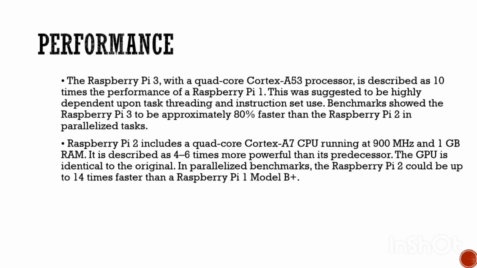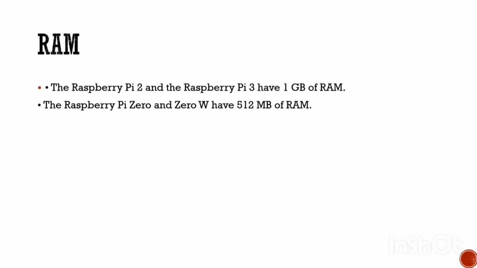Raspberry Pi 2 includes a quad-core Cortex-A7 CPU running at 900 MHz and 1 GB RAM. It is described as 4 to 6 times more powerful than its predecessor. The GPU is identical to the original. In parallelized benchmarks, the Raspberry Pi 2 could be up to 14 times faster than the Raspberry Pi 1 model B+.